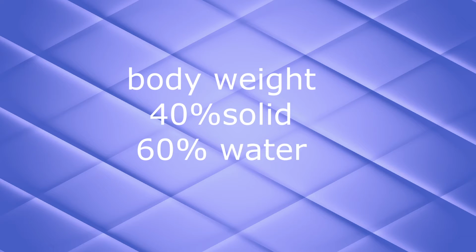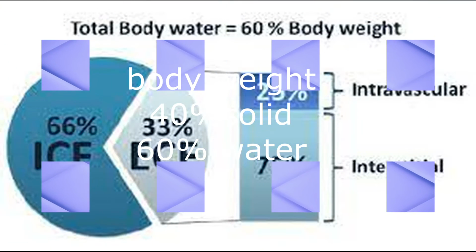Now one thing to understand here: when we say the water is 60% of the body weight, it means that the solids are 40% and water is 60%. But now that 60% water is divided into 40% intracellular fluid and 20% extracellular fluid. Means you will find 40% of body weight as water inside the cell and 20% outside the cell. And the water that is outside the cell could be interstitial fluid or plasma.